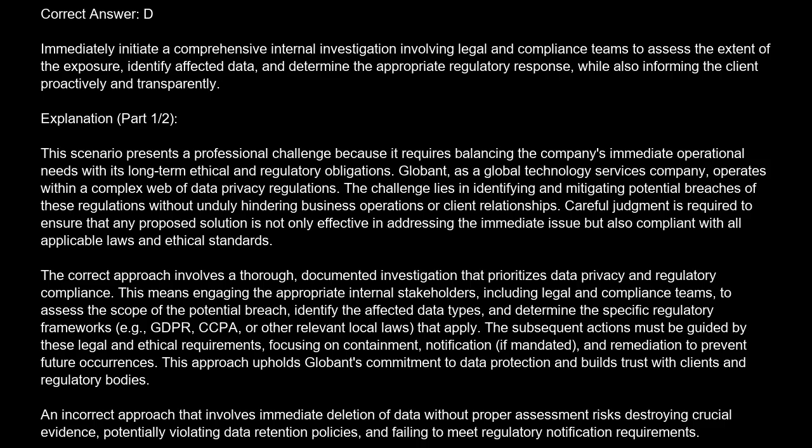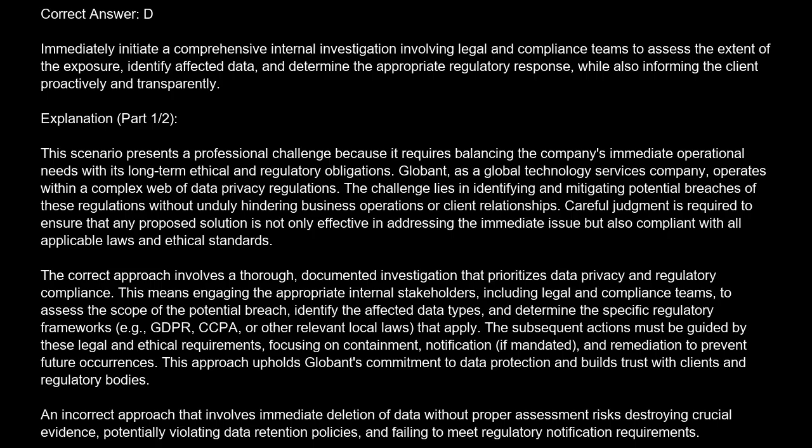Immediately initiate a comprehensive internal investigation involving legal and compliance teams to assess the extent of the exposure, identify affected data, and determine the appropriate regulatory response, while also informing the client proactively and transparently. Explanation. This scenario presents a professional challenge because it requires balancing the company's immediate operational needs with its long-term ethical and regulatory obligations. Globant, as a global technology services company, operates within a complex web of data privacy regulations.